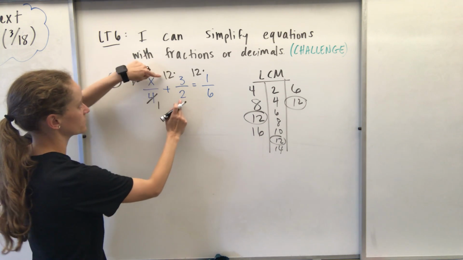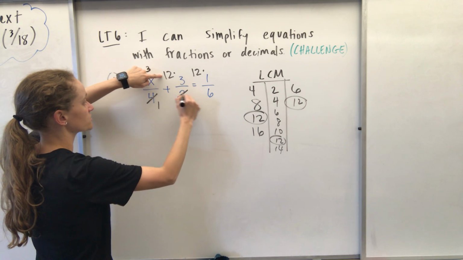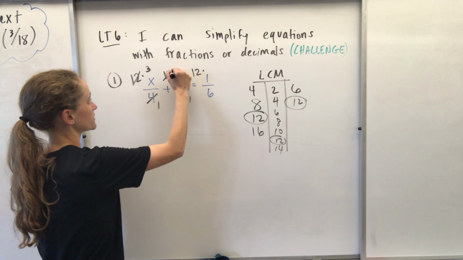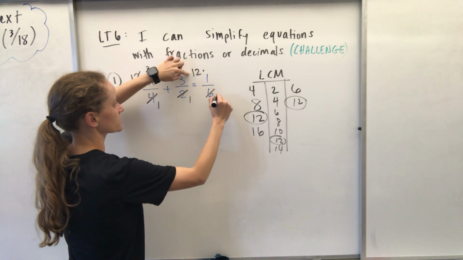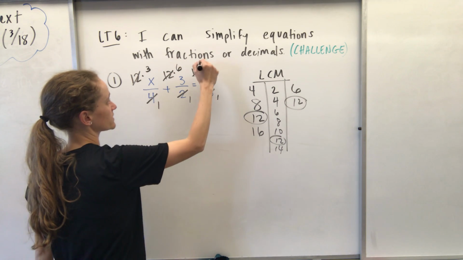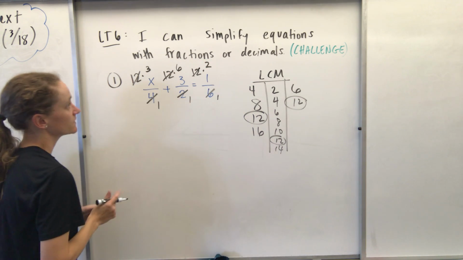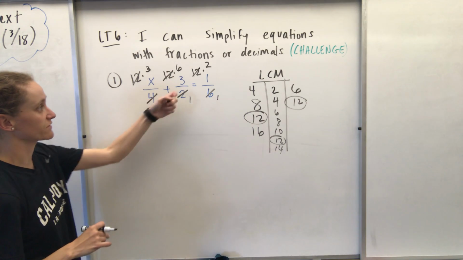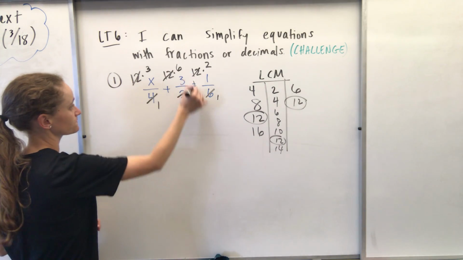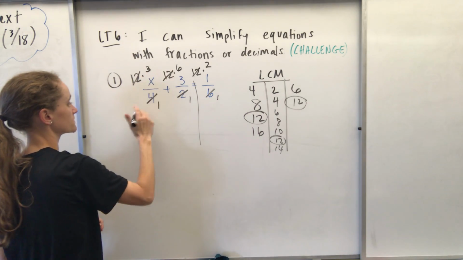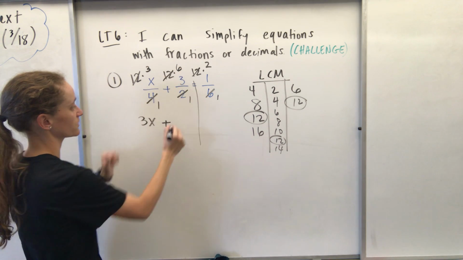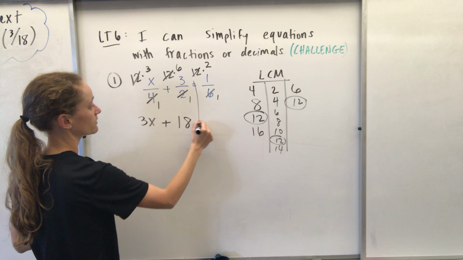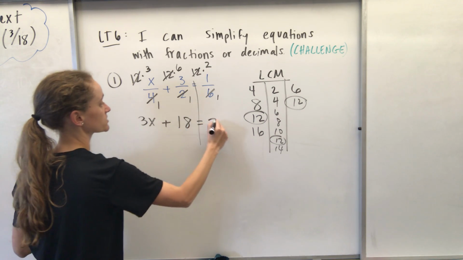Here I can divide both of these by 2. So 2 divided by 2 is 1. 12 divided by 2 is 6. Here I can divide both these by 6. So 6 divided by 6 is 1. 12 divided by 6 is 2. And now I just want to multiply what's left over like I would in Fraction Busters. So I have 3 times x plus, I would do 6 times 3, which is 18, bring down my equal sign, and then 2 times 1 is 2.